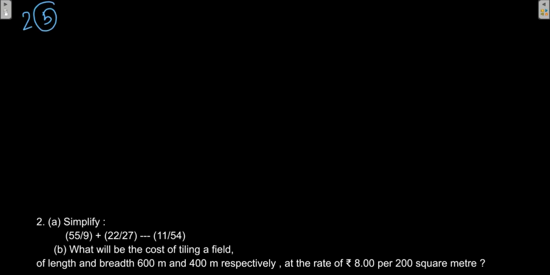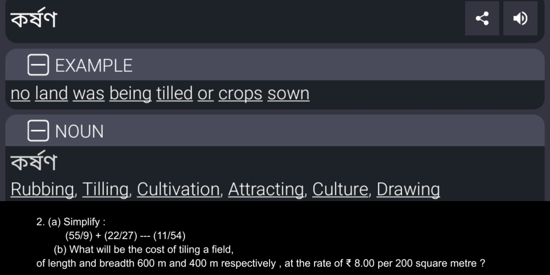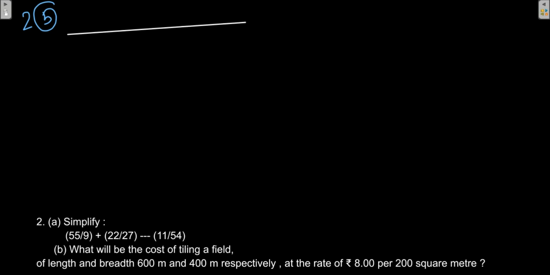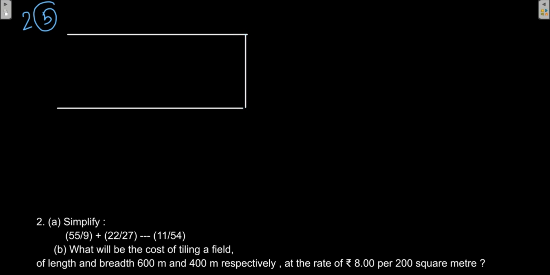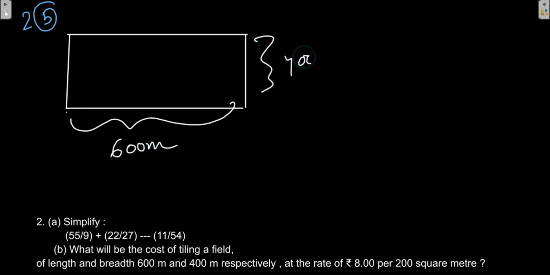So the next sum is 2b. In the sum 2b, it's a problem sum, so all of you need to focus here. It's told what would be the cost of tilling a field. The length and breadth are given respectively. So there's a field, and as the length and breadth are given, most probably this is actually a rectangular field. So let us draw a very basic diagram of it, just a rough sketch. As it was given, length was 600 meters, and the breadth is 400 meters. Okay, so these are the given data.